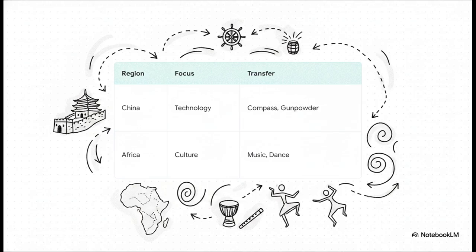Meanwhile, across the very geography of Africa, trade routes didn't just move physical goods, they actively shaped cultural connections, allowing for the widespread movement of music and dance developments that really cemented community bonds across huge distances.